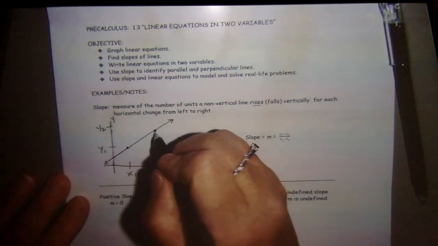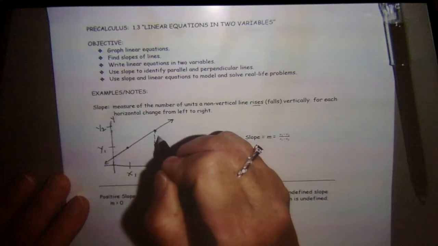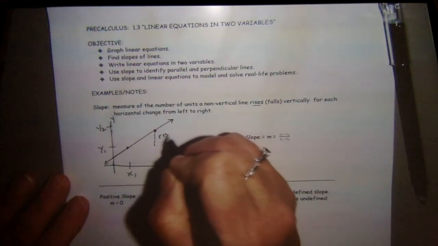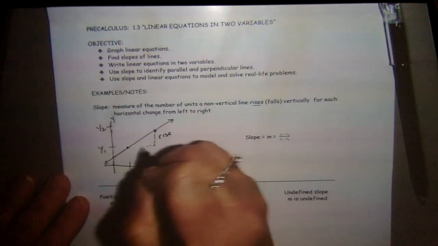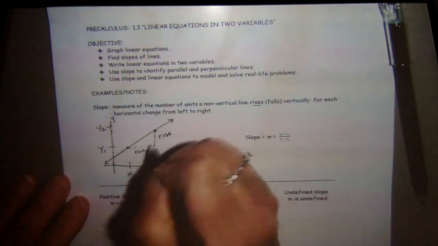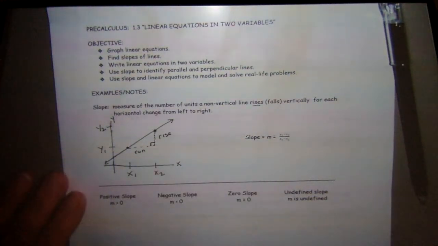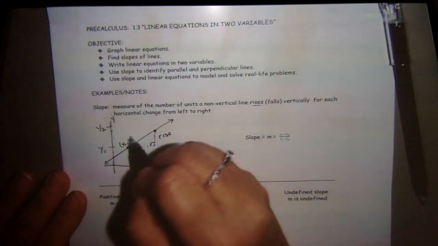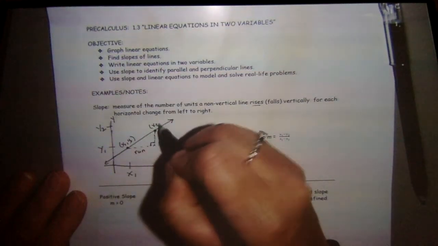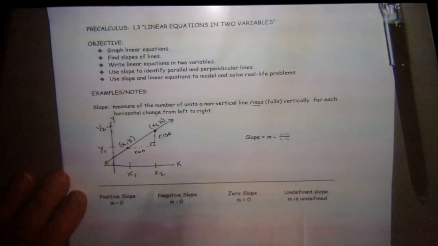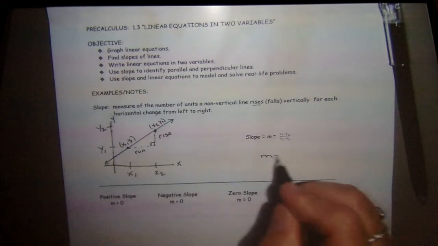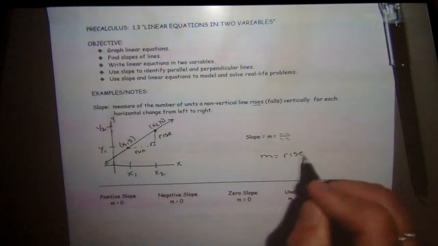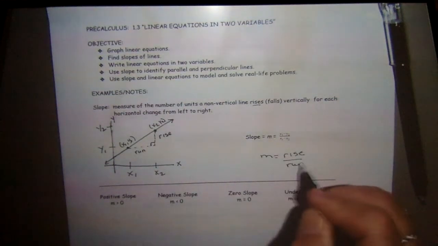So if I start here, this is going to be the rise. This is going to be the run. This is x1, y1, x2, y2. So your slope can also be rise over run.